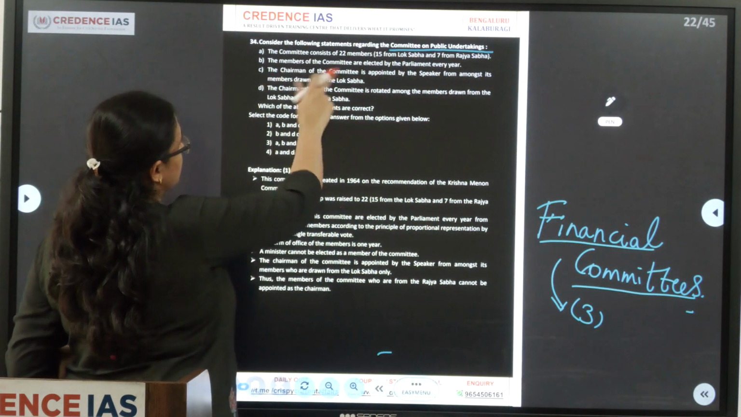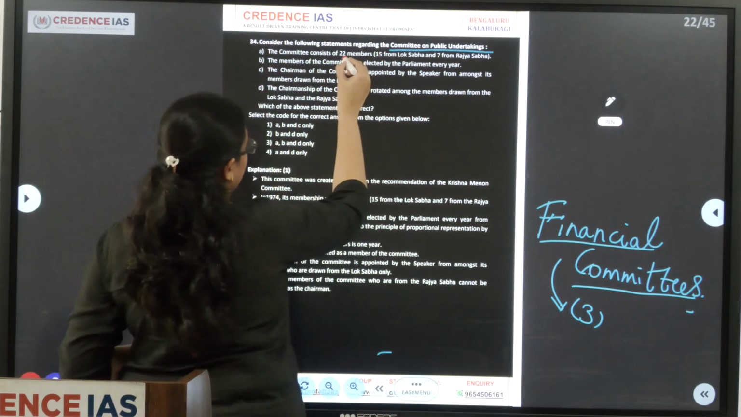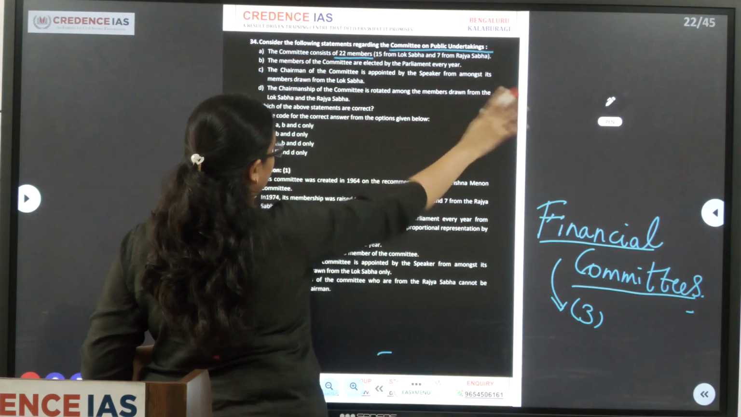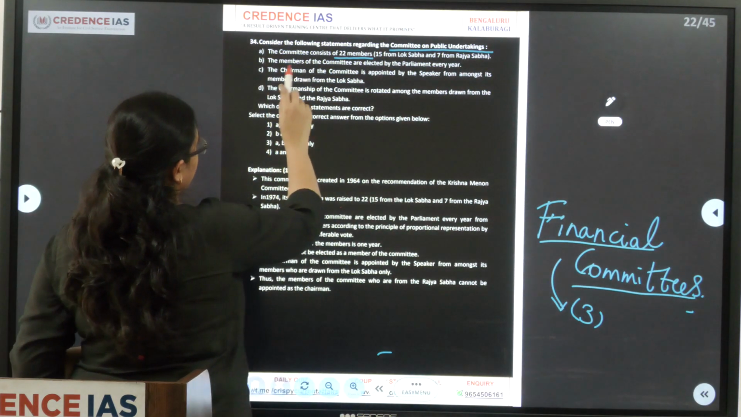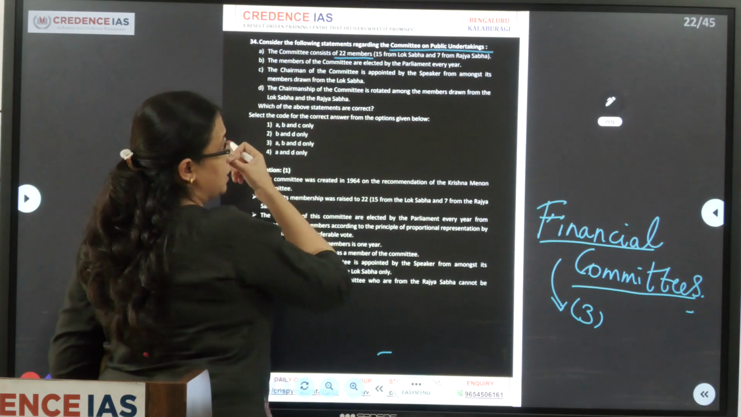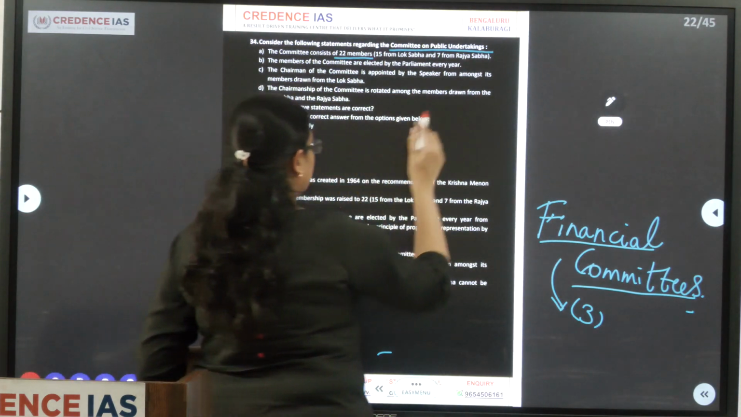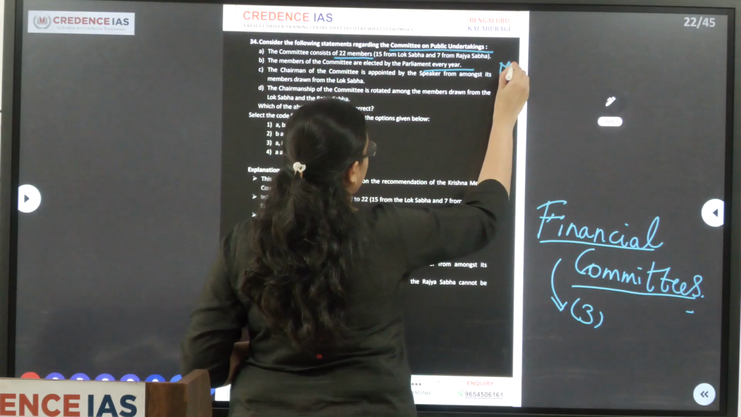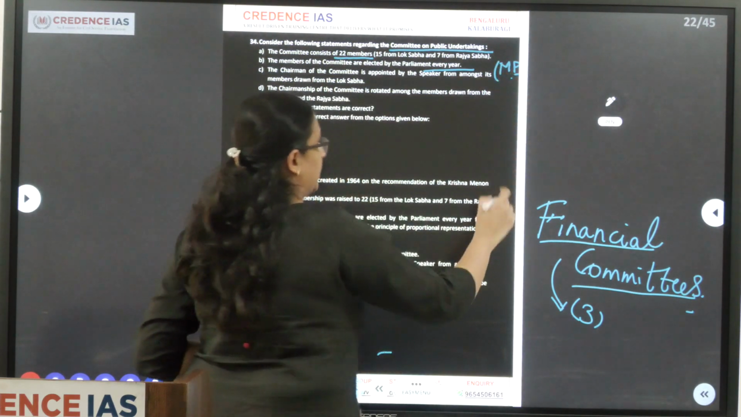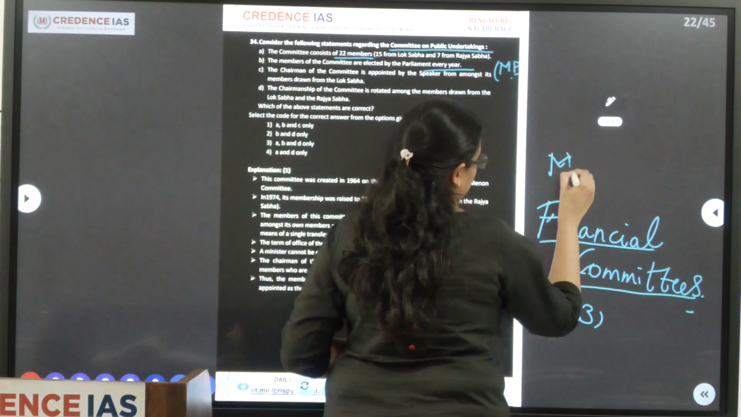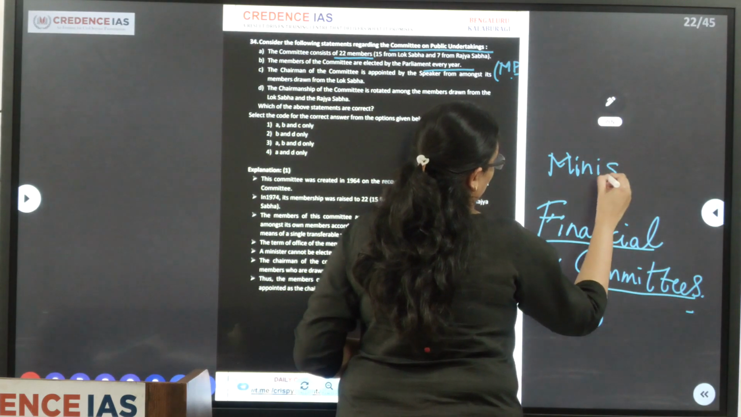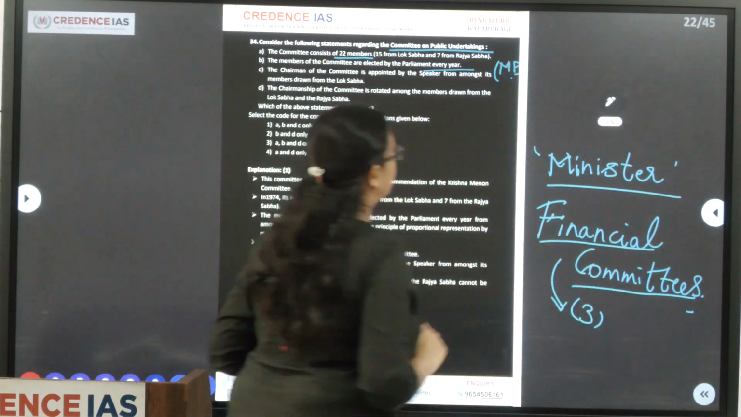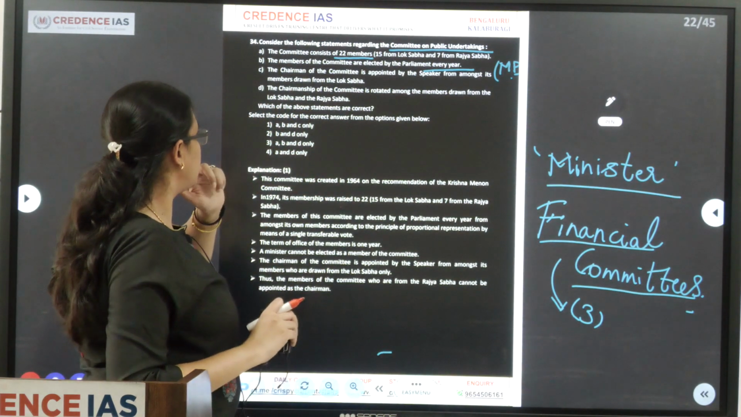The committee consists of 22 members. Yes, the committee consists of 22 members. 15 are from Lok Sabha and 7 are from Rajya Sabha. The members of the committee are elected by the Parliament every year. Yes, every year the members keep on changing. The MPs will be elected, but they are not supposed to nominate a minister as a member of this standing committee. Only MPs will be elected.